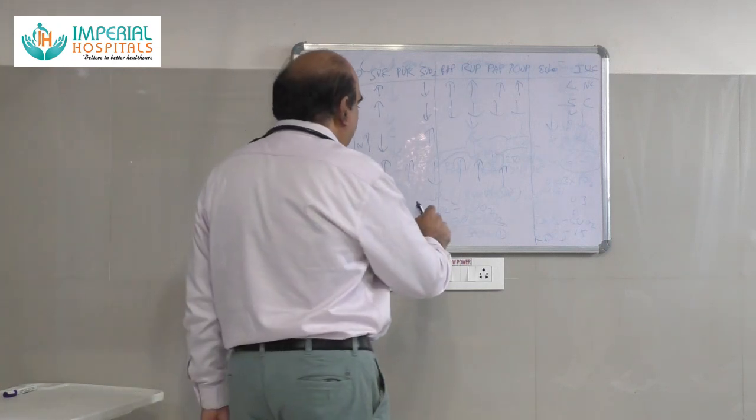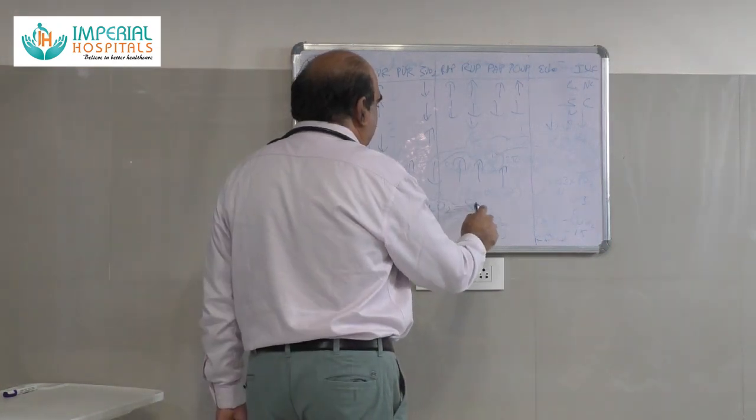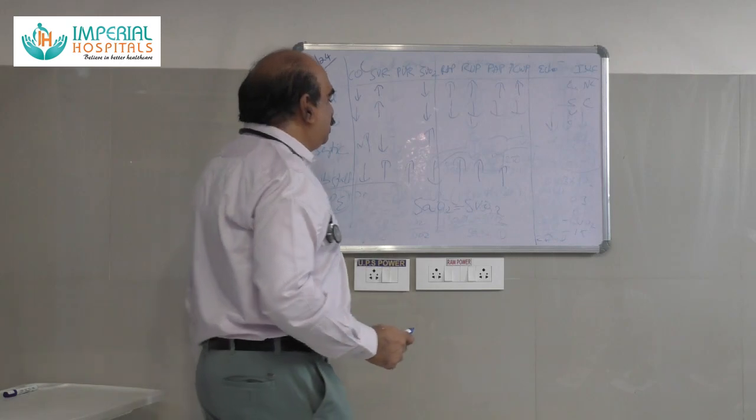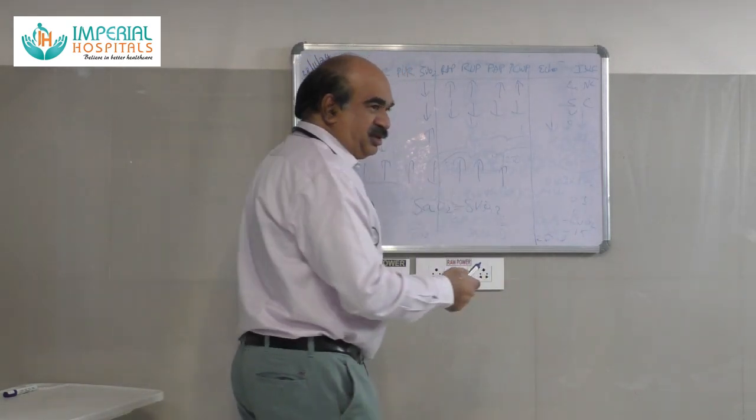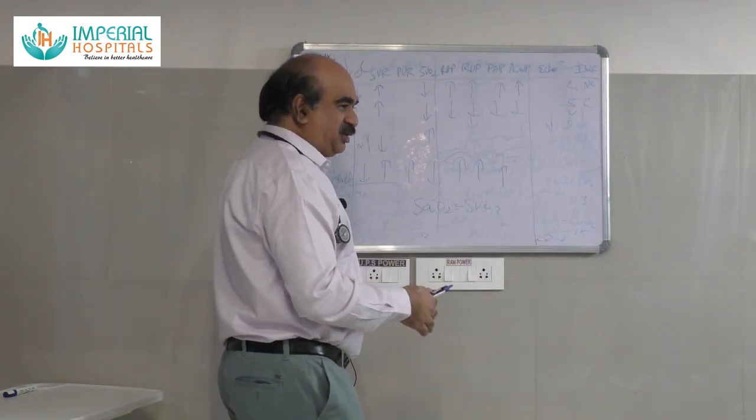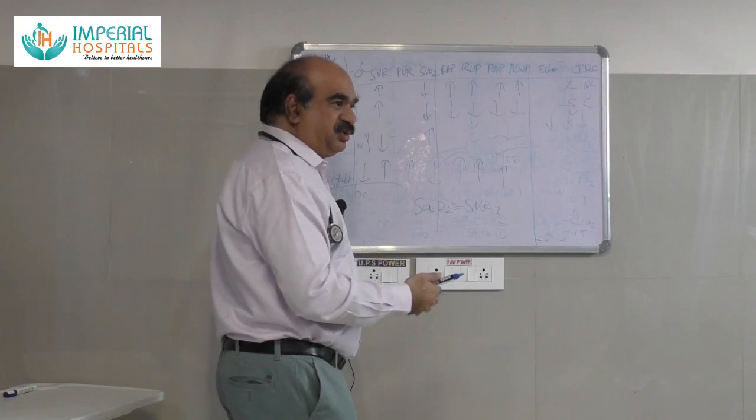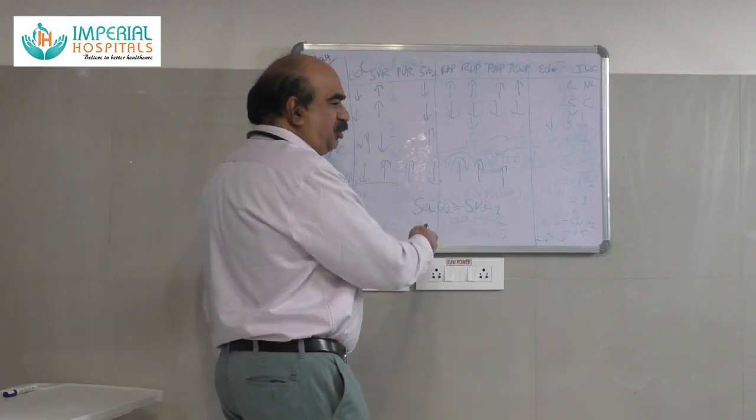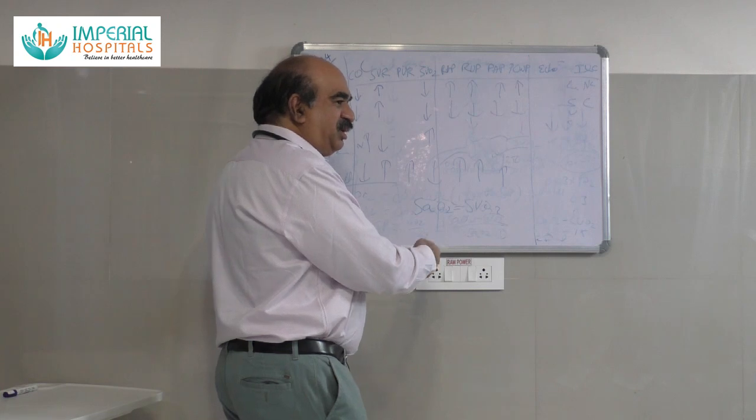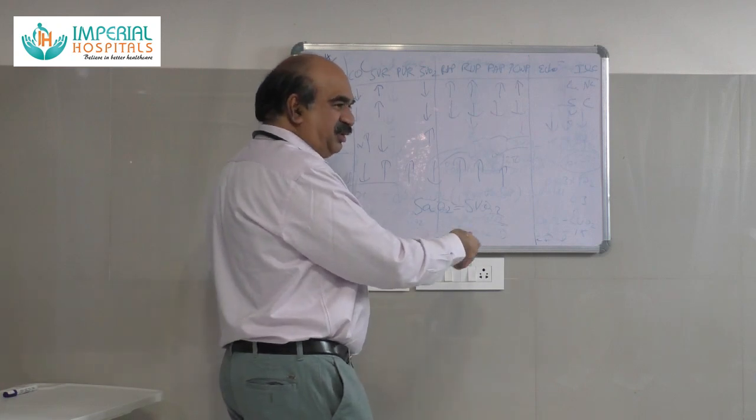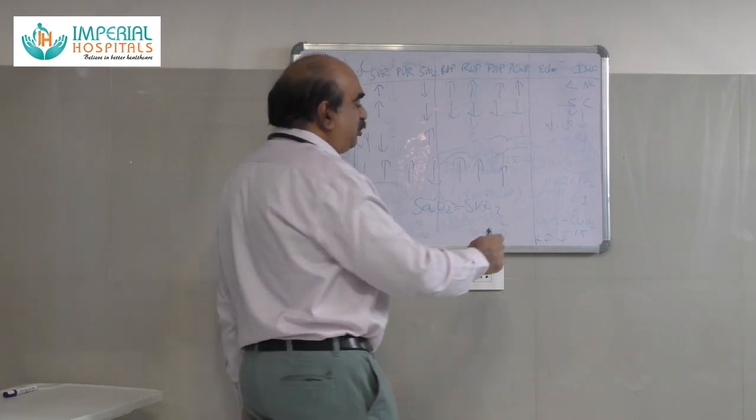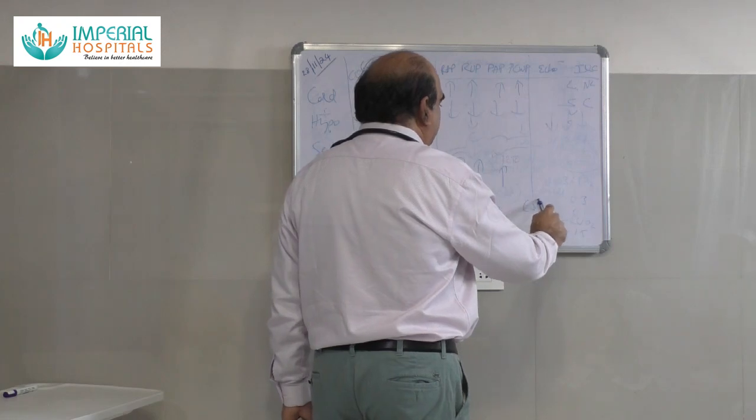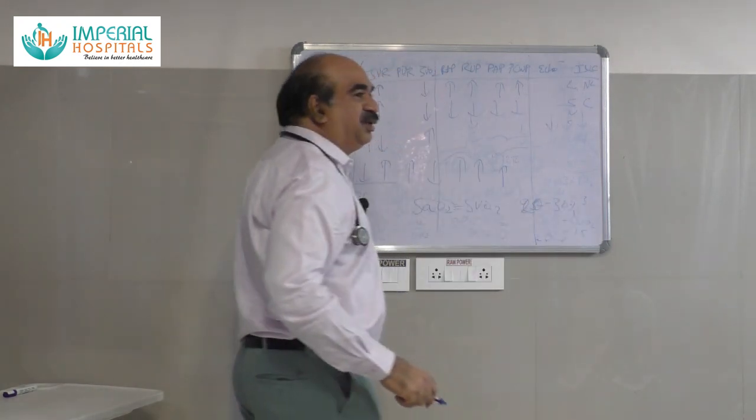Another parameter is SaO2 minus SVO2. Normal SaO2 minus SVO2 is around 25% because oxygen uptake is 25%. The oxygen extraction ratio is 25%, so the difference will be around 25%. What is normal SaO2? Around 98. SVO2 around 73. The difference is around 25%, with a normal range of 20 to 30%.